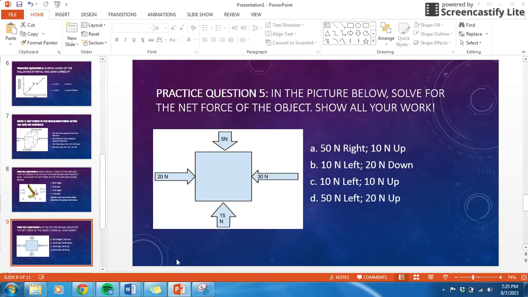Practice question 5. In the picture below, solve the net force of the object. Show all of your work. So I want you guys to find the net force going up and down, and the net force going left to right. Which force is bigger? You'll have to subtract for this.